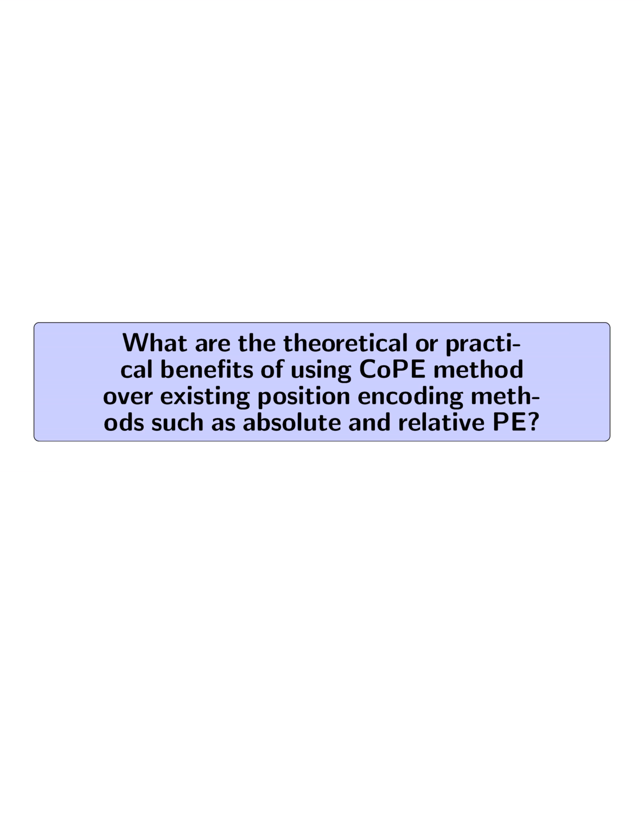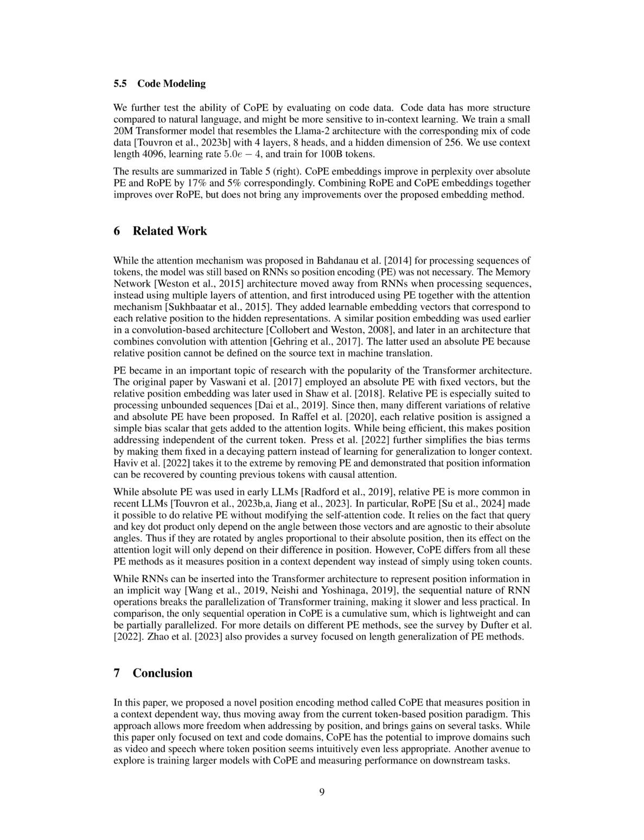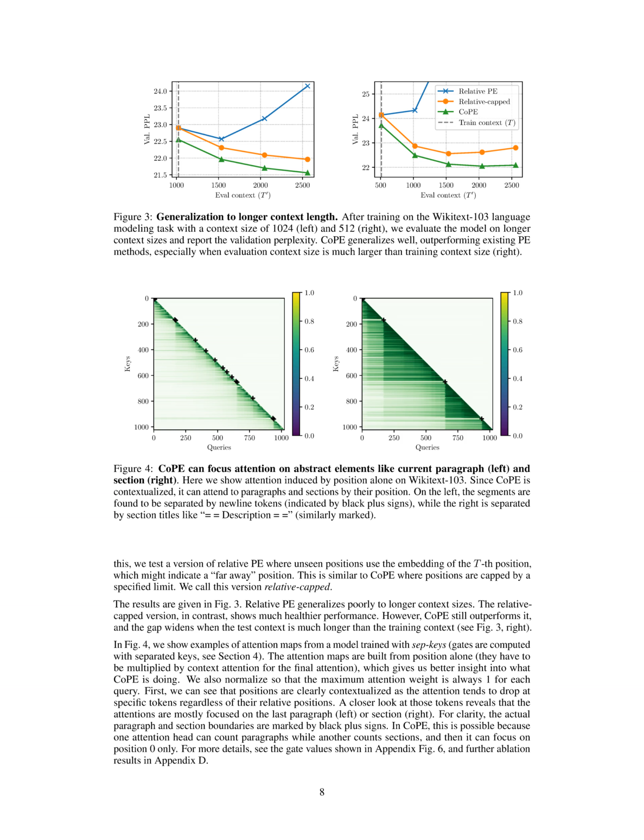What are the theoretical or practical benefits of using COPE method over existing position encoding methods, such as absolute and relative PE? The theoretical benefits lie in its ability to measure position in a context-dependent manner. COPE integrates context and position addressing together, allowing for more complex attention mechanisms that can attend to specific tokens based on their context and position within the sequence.